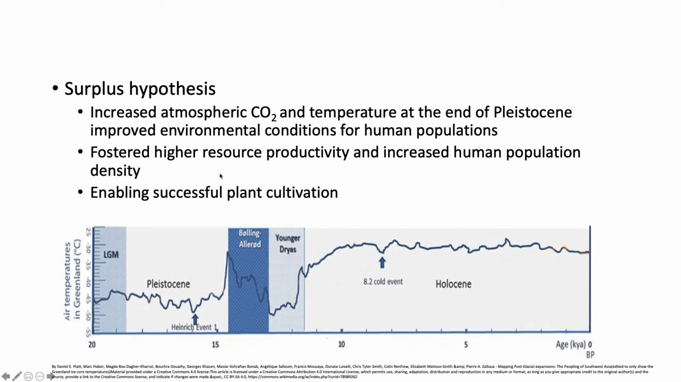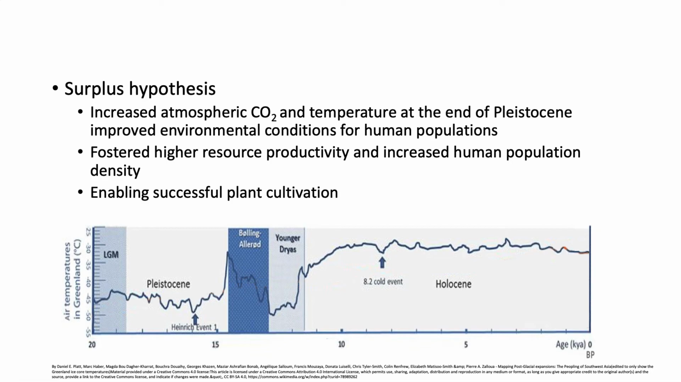Now, recently I came across this paper, and they provided evidence for this hypothesis to explain the origin of agriculture. And this is the surplus hypothesis. This is also somehow related to the climate change hypothesis, because there is an involvement here of environmental factors, such as an increase in atmospheric carbon dioxide and temperature at the end of the Pleistocene. The Pleistocene is where you have more periods of ice age.